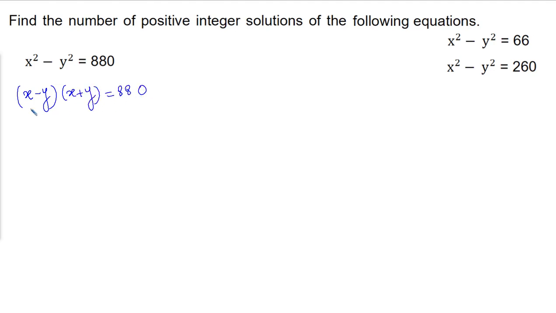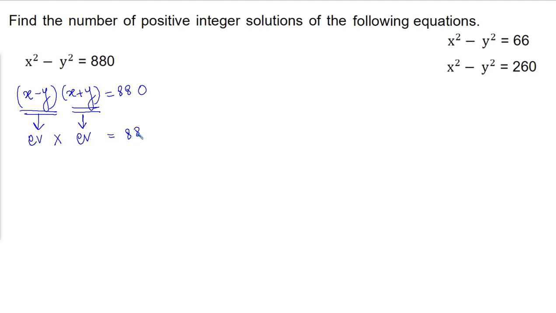As I explained, the multiplication of these two brackets is even, and both brackets are supposed to be even. If x minus y is even, at least one bracket has to be even, but then automatically x plus y becomes even. Or if x plus y is even, then automatically x minus y is even. So effectively both brackets are supposed to be even, and the multiplication of these two even numbers is 880.